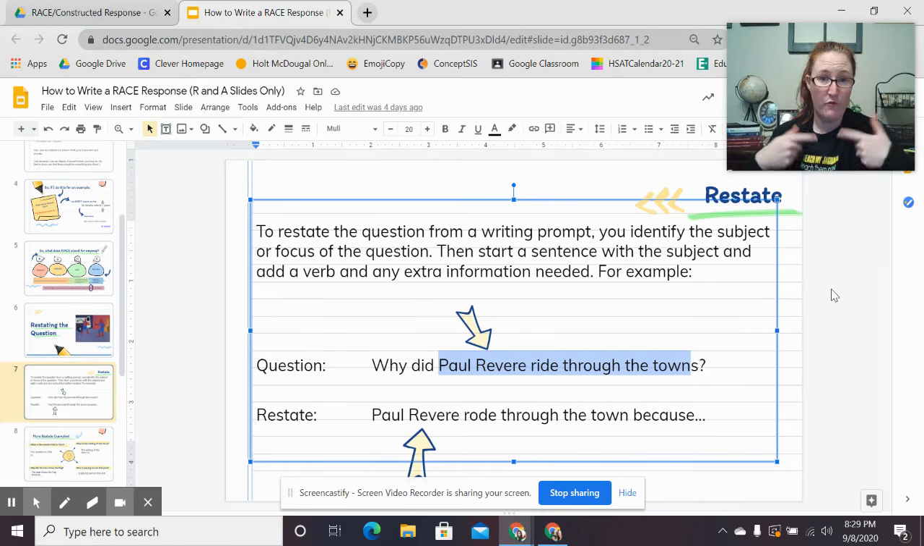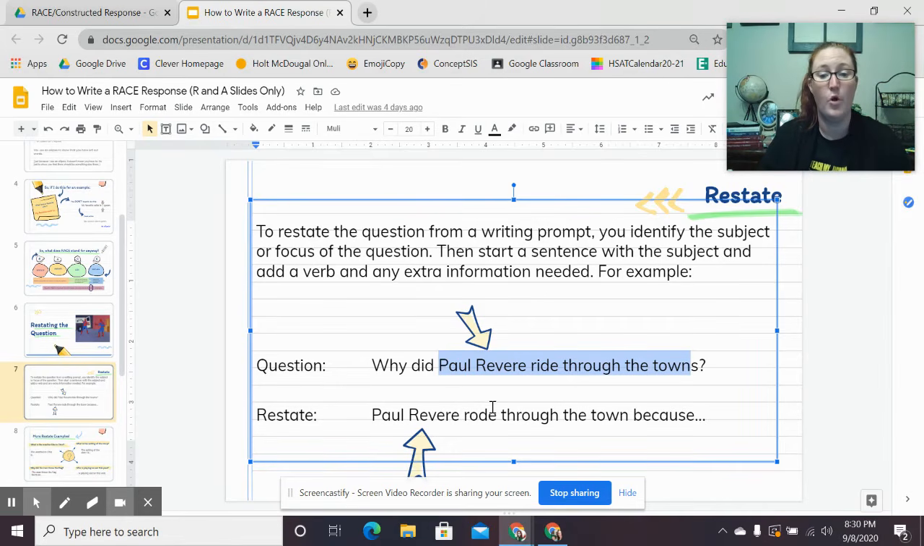So if I want to flip that into a restate and change it into a sentence, I'm not going to put in "why did," because those are question words. I'm not going to use those. I'm going to start with my subject, Paul Revere. Now you're going to notice I don't say Paul Revere ride through the town. I change it so that the verb tense is correct.